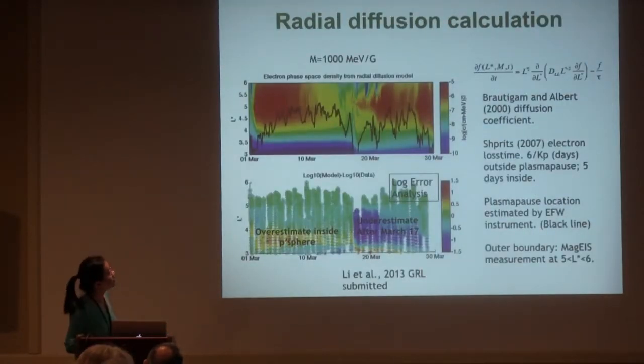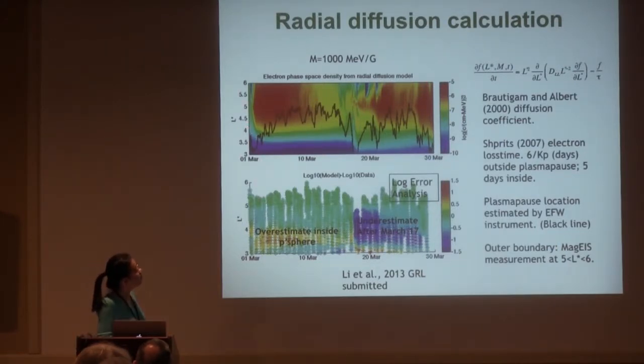This plot shows our radial diffusion calculation. The top panel is the phase space density for 1,000 MeV per Gauss electrons. The x-axis is time. The y-axis is radial location. We use a standard radial diffusion model with the loss term represented by minus f over tau. Tau is the lifetime of electrons.